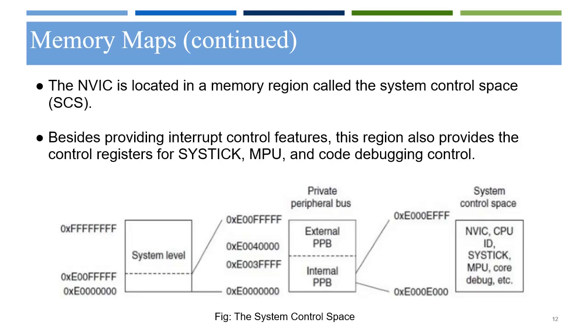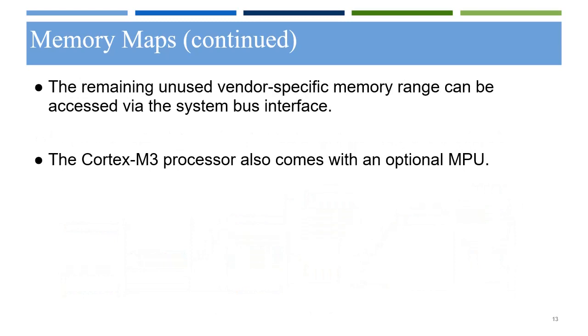Nested Vector Interrupt Controller is located in a memory region which is called the System Control Space, SCS. This region also provides the control registers for SysTick, MPU and code debugging control. The remaining unused vendor specific memory range can be accessed via the system bus interface. However, instruction execution in this region is not allowed. The Cortex M3 processor also comes with an optional MPU. Chip manufacturers can decide whether to include the MPU in their products.